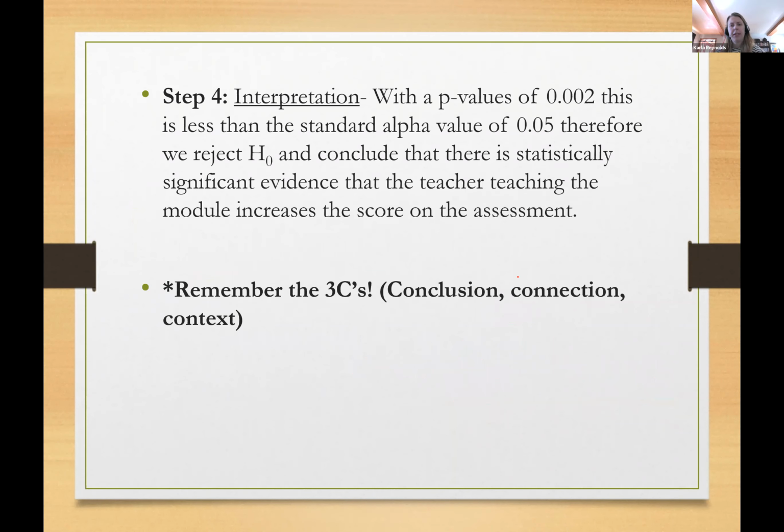And then our interpretation, same as always: it's less than the alpha value, therefore we can reject the null, and there's statistically significant evidence that the teaching makes people do better. All right, so that's all that we have for a t-test. We'll do some more practice in class, and if you have calculator questions, we will go over those in class.